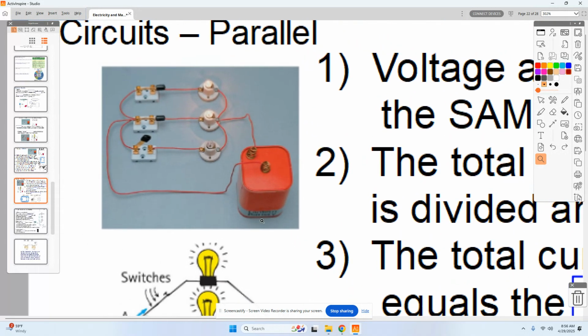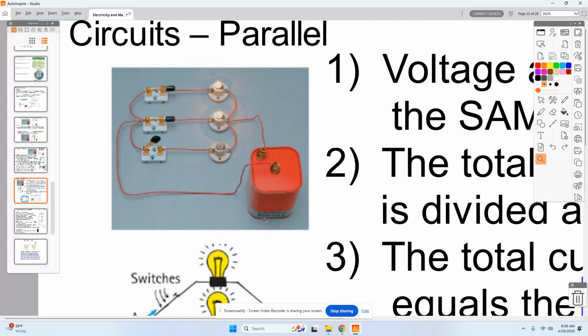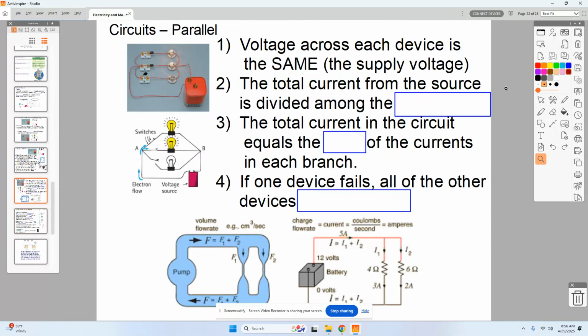Down here, you notice that there's a lot more wiring needed. So if you're going to do a parallel arrangement, you need to have 3 independent paths for those light bulbs. A lot more wire is needed. The total current from the source is divided amongst the various branches. The idea behind that is that instead of dividing the voltage up, we're going to divide the current up.